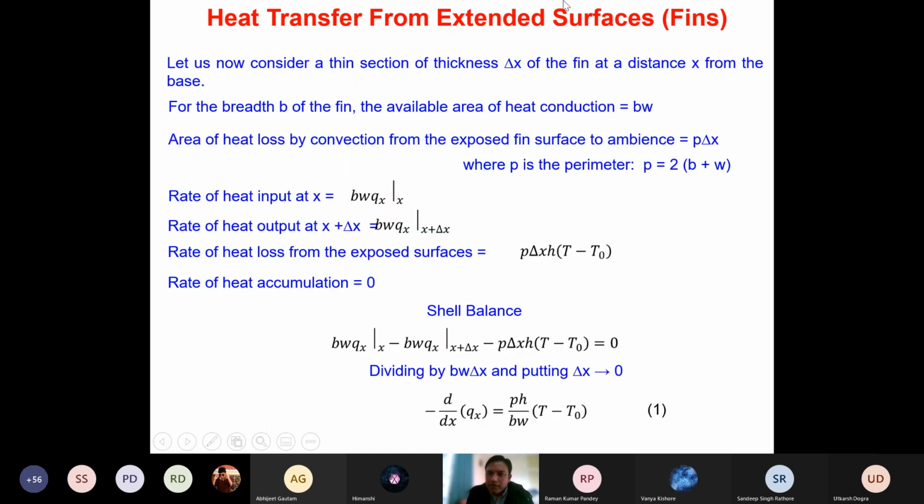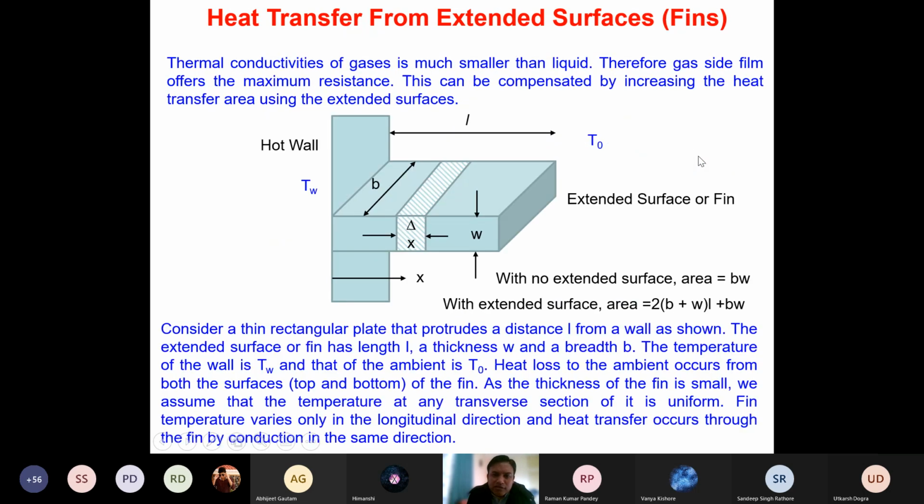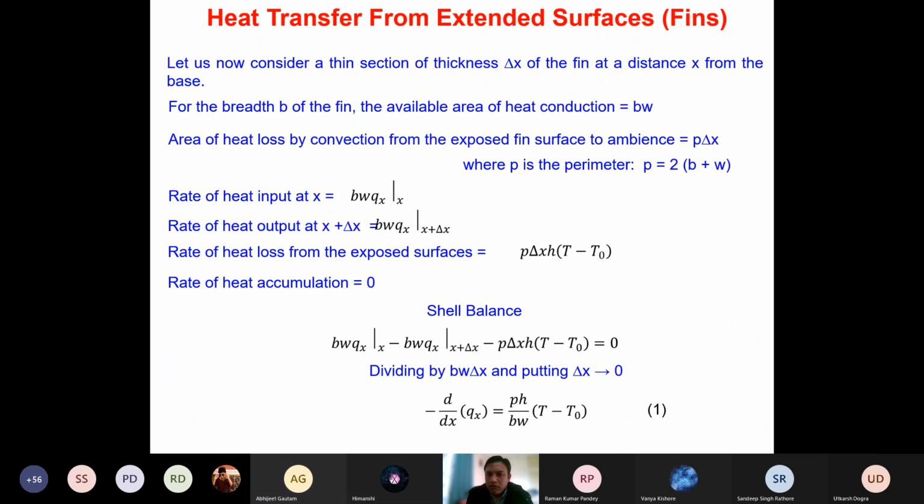So that will be 2B plus 2W into delta X, because 2B plus 2W is going to be the perimeter P, and that perimeter multiplied by the thickness of the shell which we have assumed, delta X, isn't it? So is it clear to everyone? Does it make sense what I'm saying? Yes, sir. So that will be the heat transfer area for convection.